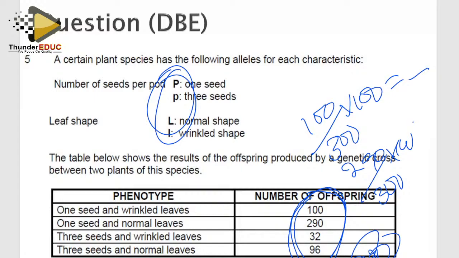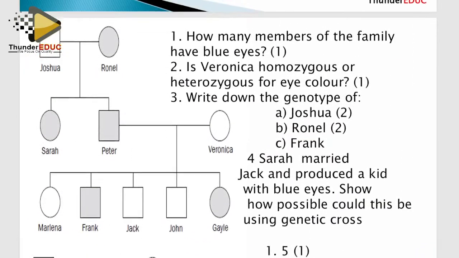If they ask you the percentage, please don't confuse the ratio with the probability. If they want a ratio, it must be a ratio. If they want probability, yes, you can say the probability or the percentage. Let's go to the pedigree, guys.